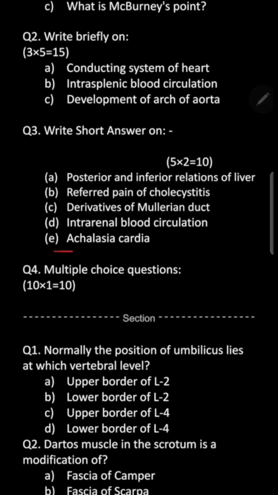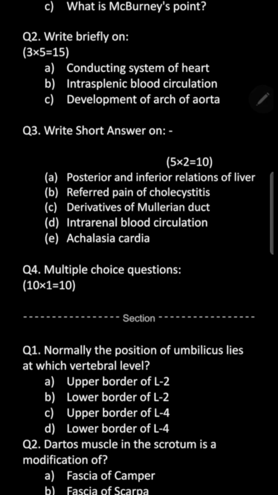Now question number 3A is achalasia cardia. As an MBBS first year student, you just have to describe the anatomical basis of achalasia cardia. As you know, the lower end of the esophagus drains down into the cardiac portion of the stomach, and that's why it's called the cardiac end of the esophagus, which normally remains closed and opens only while the food passes through it. As you know, there is no anatomical sphincter. But due to neuromuscular incoordination, sometimes it fails to open up.